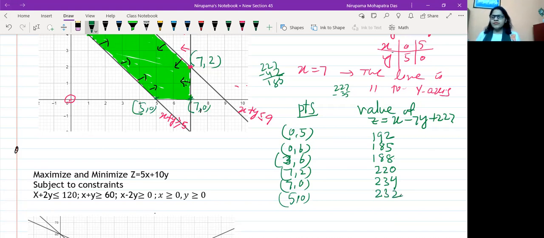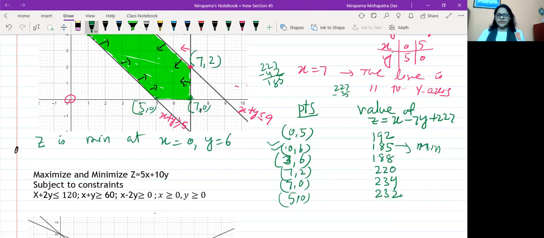You want to minimize z. So out of all these values, which one is minimum? So minimum is 232, 34, 220, 188, 185. This one is minimum. So it means this corner point is the solution. Okay, so you can write here z is minimum at x equal to 0, y equal to 6. Clear? Okay, so last question.